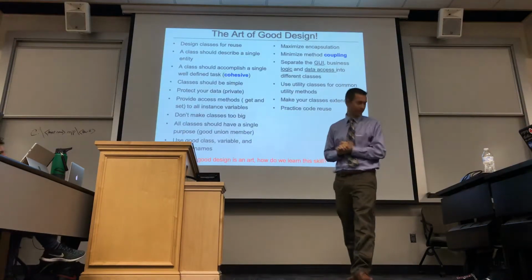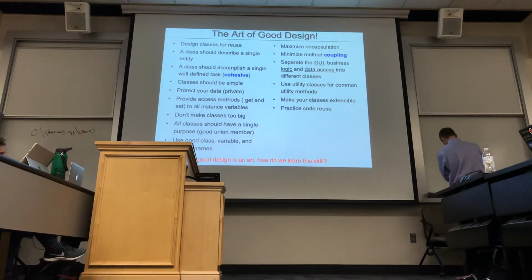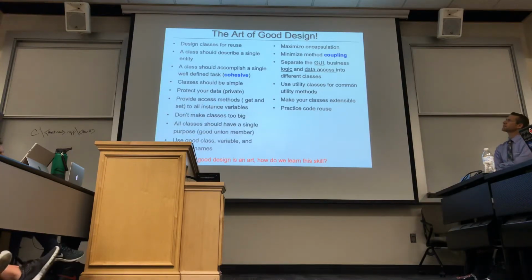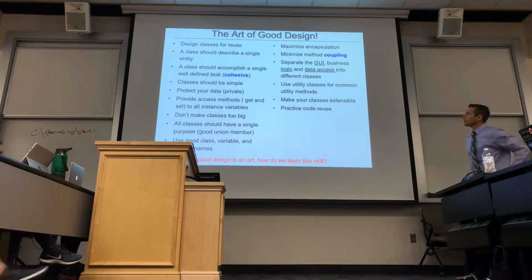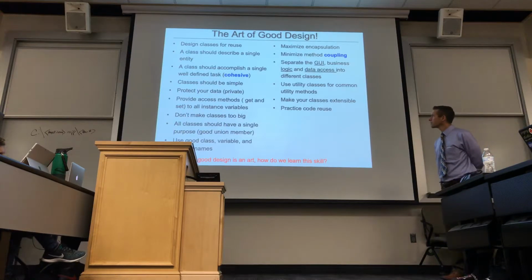Yes, Maggie. Design classes for reuse. A class should describe a single entity. A class should accomplish a single well-defined task cohesively. Classes should be simple. Protect your data, private. Provide access methods, get and set, to all instance variables. Don't make classes too big. All classes should have a single purpose. Use good class, variable, and method names. Maximize encapsulation. Minimize method coupling. Separate the GUI, business logic, and data access into different classes. Use utility classes for common utility methods. Make your classes extensible. Practice code reuse.